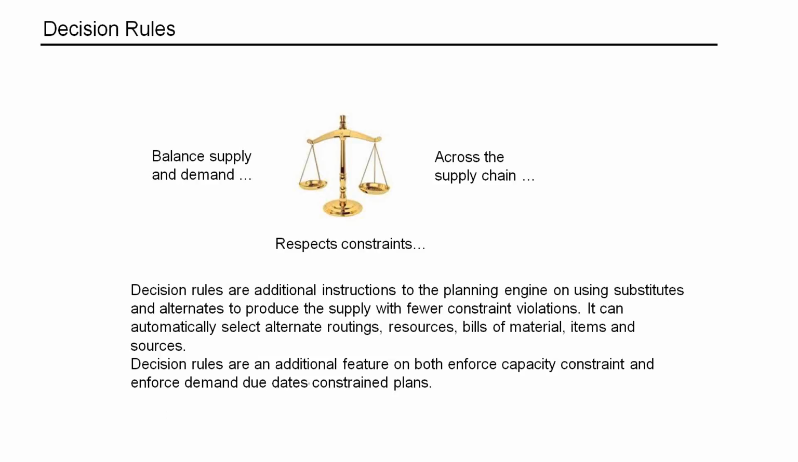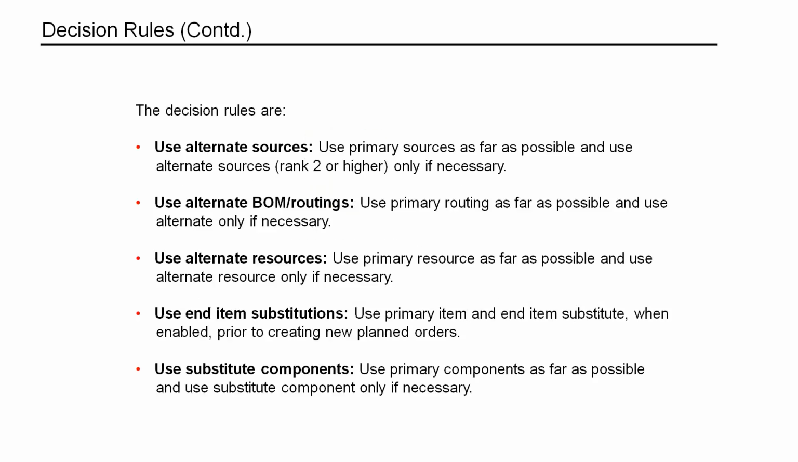The decision rules are additional instructions to the planning engine to use substitute and alternate products, which I have already said previously. As in the example of Nokia 5510 and Nokia 5520, you can tell the ASCP planning engine to suggest alternate products if the original product is not available, or to suggest alternate routings and alternate bills of material, so that the making of the assembly becomes faster. All these decision rules can be put into the ASCP planning options. Mainly they are: use alternate sources, use alternate BOM routings, use alternate resources, and use substitute components.